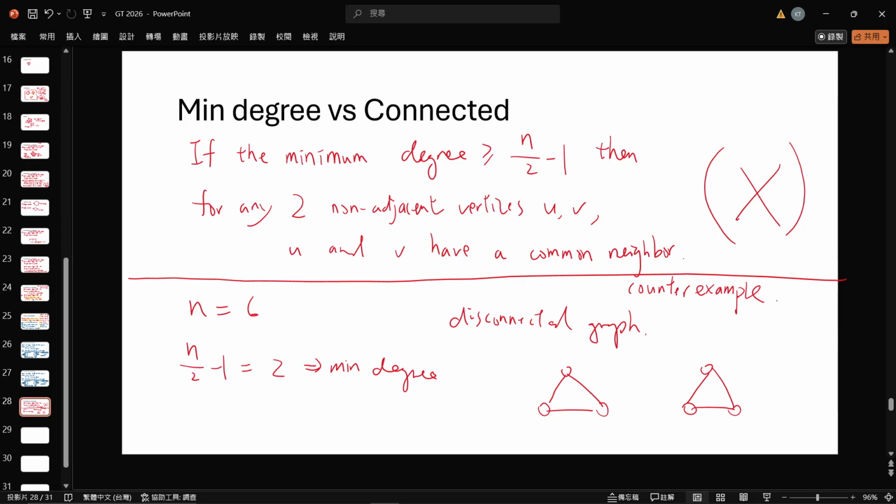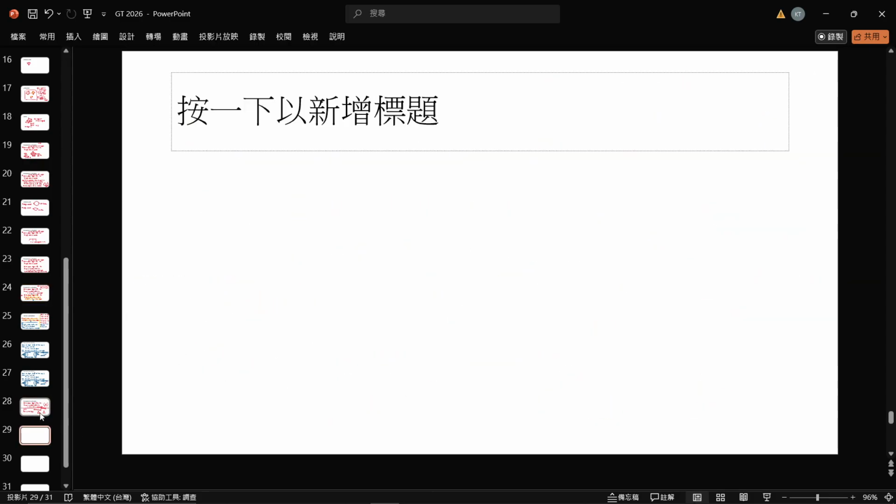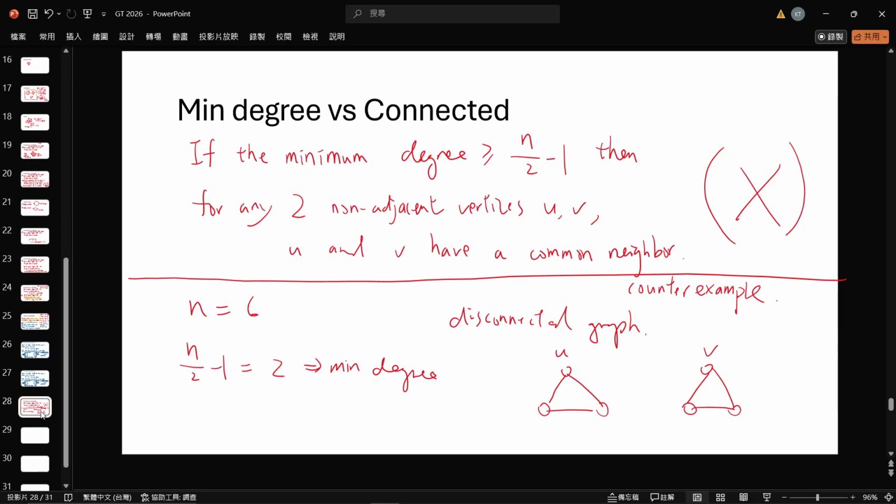So you can also test this statement. We can consider any 2 vertices that are not adjacent, like these 2 on the top. So this is U, and this is V. Clearly, U and V do not have a common neighbor. So this is a counter example. So this is wrong, which means the statement here, in some sense, is the best you can get in this form. You cannot lower this value anymore. Okay, so this concludes the discussion about minimum degree and connected graphs.